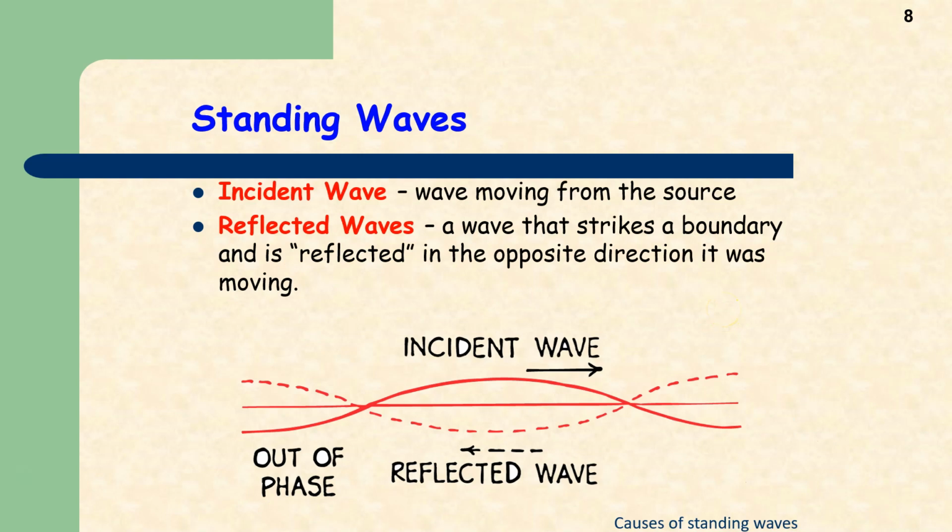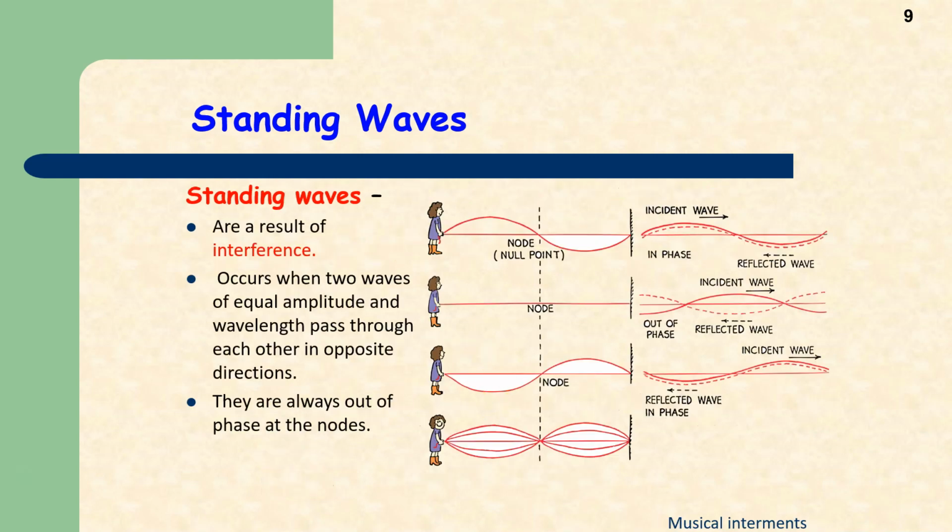Incident waves are the wave as it's traveling from the source to a boundary, and the reflected wave is after it's hit the boundary and is reflected back. Right here, you have the crest meeting the trough. So what's going to happen there? It's going to be out of phase, with destructive interference. Keep in mind that standing waves are a result of interference. You have both constructive and destructive interference. Where you have the antinodes, that's constructive interference, and where you have the nodes, that's destructive interference.